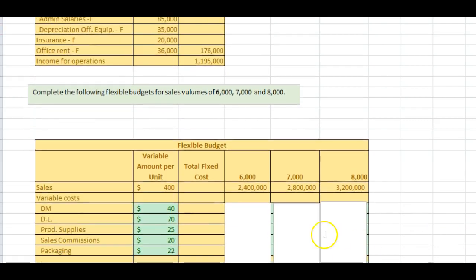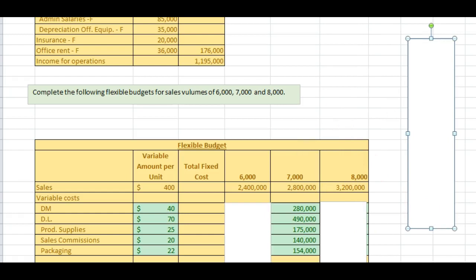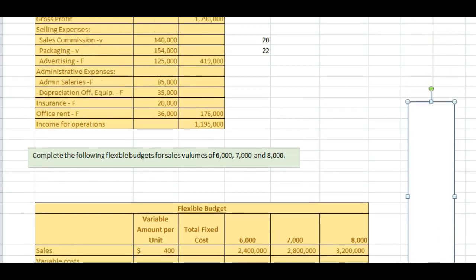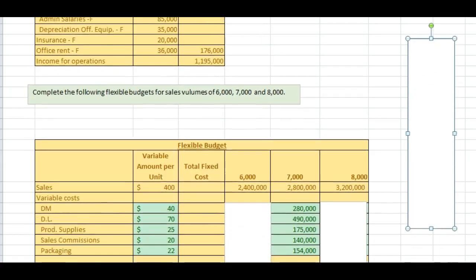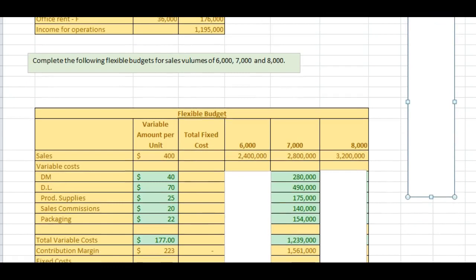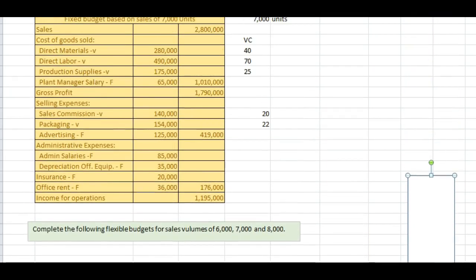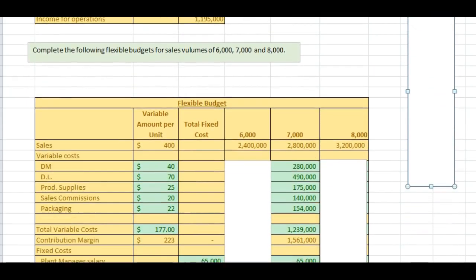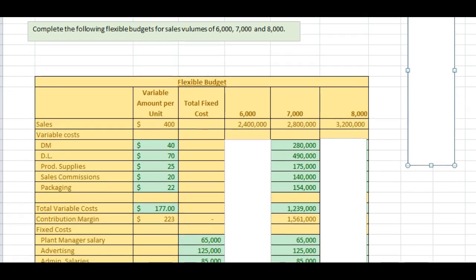And now you want to transfer the other costs that you had for this 7,000 down into the appropriate spots. And those numbers are all given right here. So you transfer this down. And now we can do some calculations. So our total variable costs are $177.